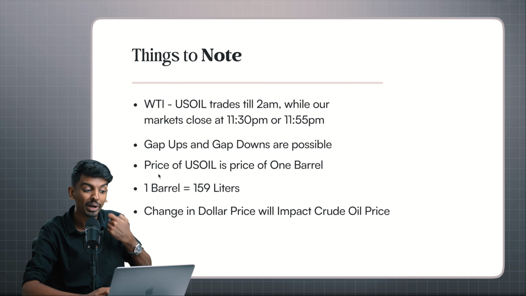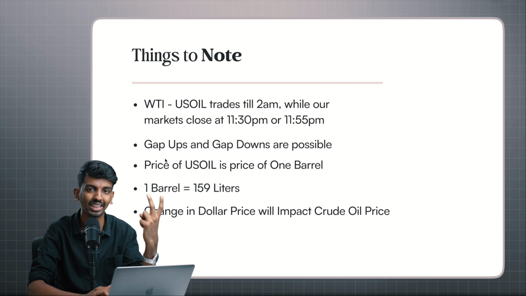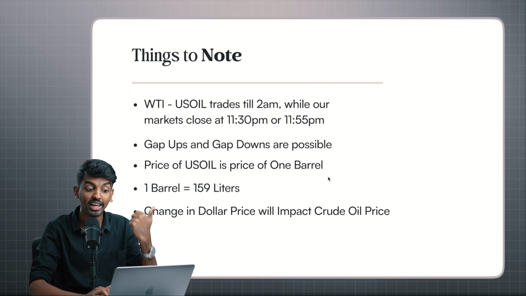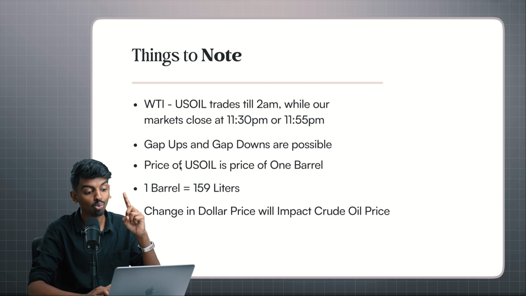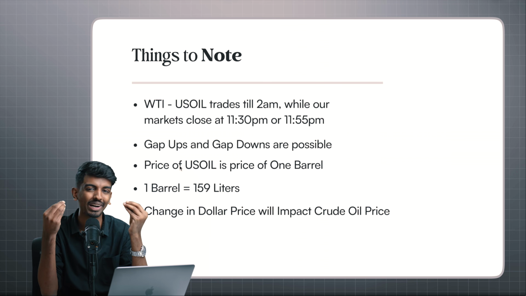Okay. So, because of this reason, gap ups and gap downs are possible. It's a real thing. You have to understand that. And the price of US oil is the price of 1 barrel of oil, and 1 barrel is 159 liters. So, I'll give you a fun fact or a fun activity here.